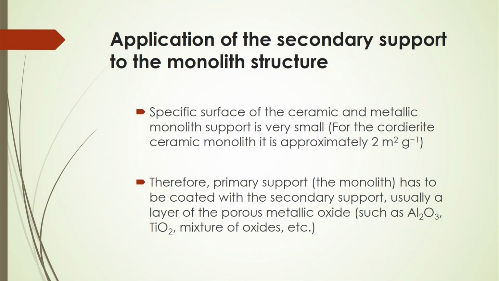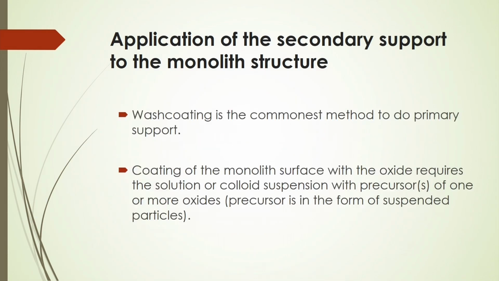Application of secondary support to the monolith structure. In that case, the specific surface of the ceramic and metallic monolith support is very small, for the cordierite ceramic monolith it is approximately 2 meter square per gram. Therefore, the primary support, the monolith, has to be coated with a secondary support, usually a layer of porous metallic oxides such as aluminum oxide, silicon dioxide, mixtures of oxides, etc. Now, wash coating is very important.